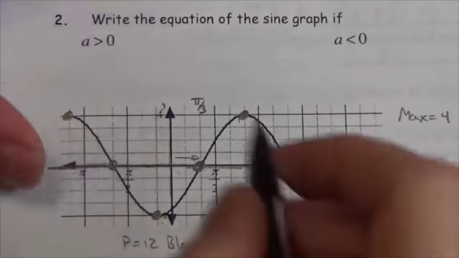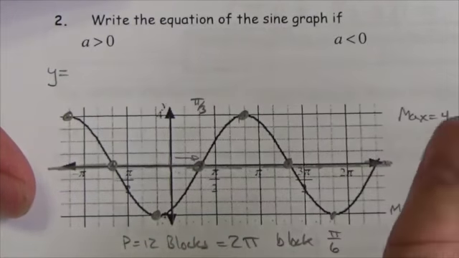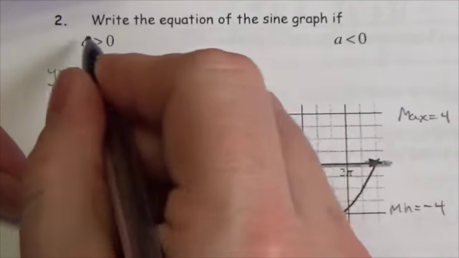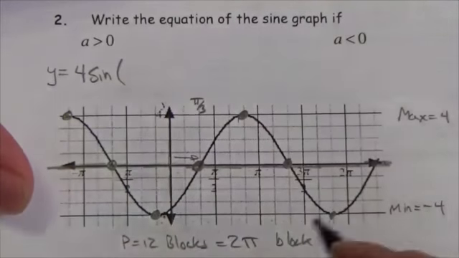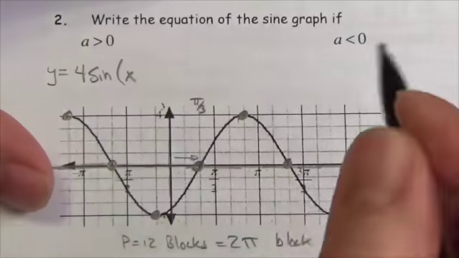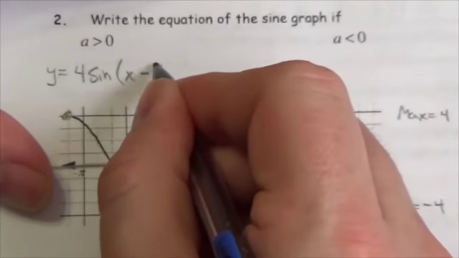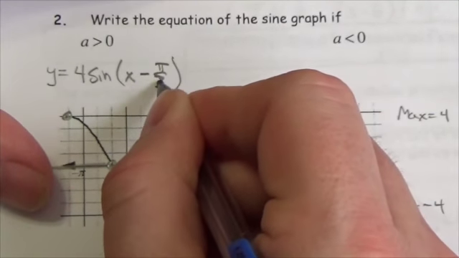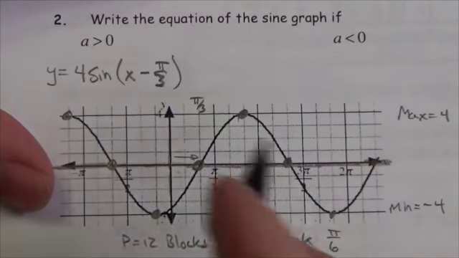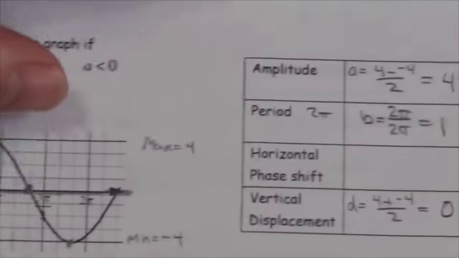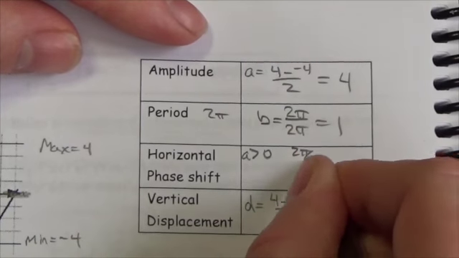So if I'm going to do a positive sine graph, the equation would look like this. y equals positive amplitude, so positive 4, because I want my a value to be positive, sine of, the b value is just 1, so don't worry about it. My translation, though, is going to be pi over 3 to the right, so minus pi over 3. And then my vertical displacement was 0, so I don't even need to write that in there. So there's my equation right there. So my horizontal phase shift, if a is greater than 0, was 2 pi over 3 to the right.